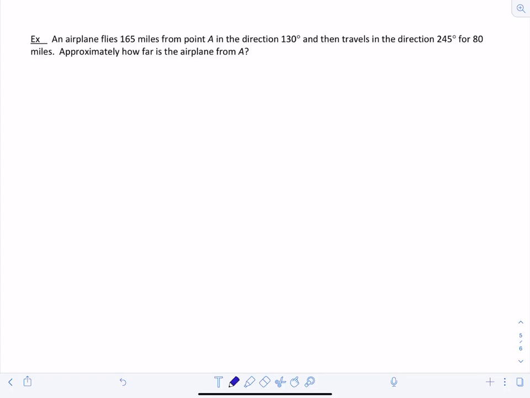Okay, so the starting point is point A. What I'm going to do is draw myself my coordinate axes, and I'm going to put A at the origin, since that's the starting point. Here's A. And it says that the airplane flies 165 miles from there in the direction of 130 degrees. So 130 degrees, that would be 90 plus another 40, and it flies 165 miles. So this is 90, and this little angle in here is 40, and this side here is 165.